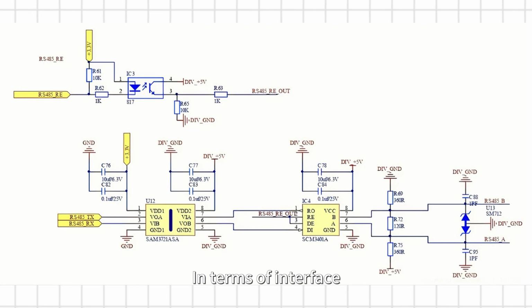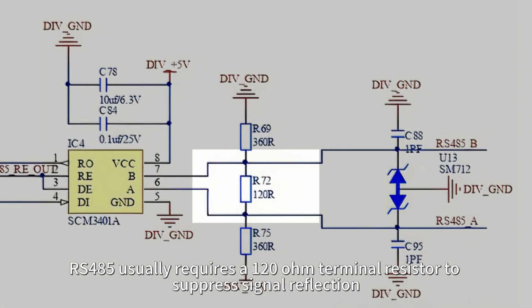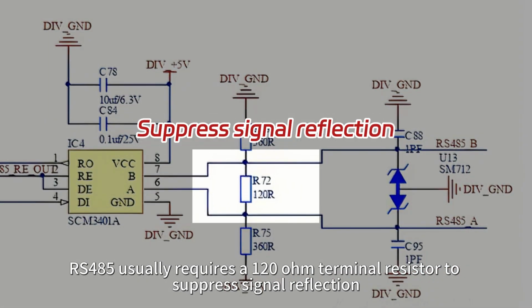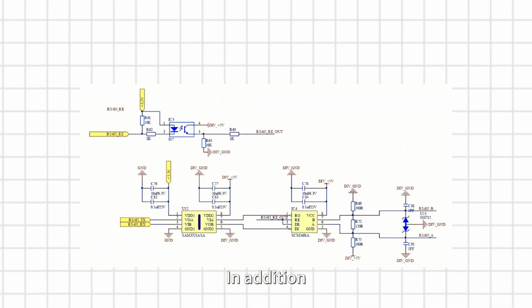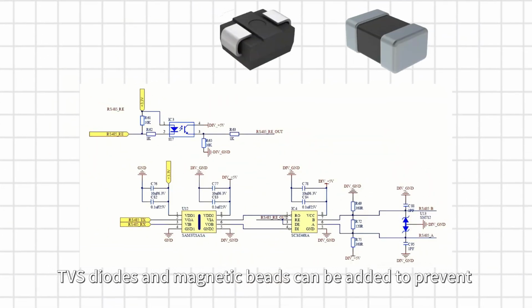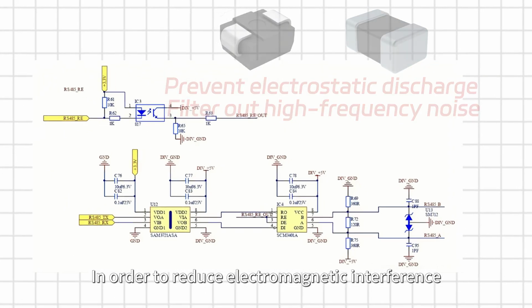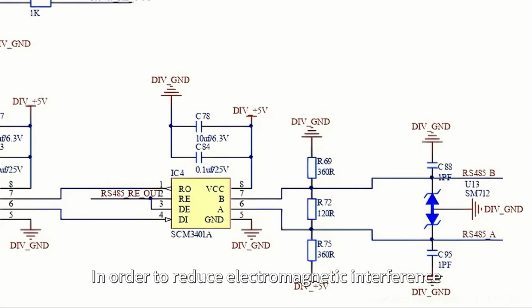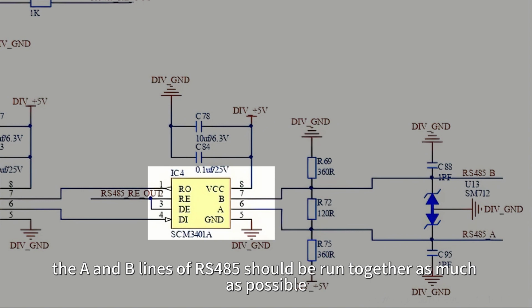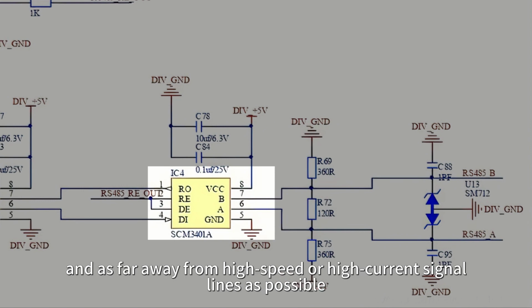In terms of interface, RS485 usually requires a 120 ohm terminal resistor to suppress signal reflection. In addition, TVS diodes and magnetic beads can be added to prevent electrostatic discharge and filter out high-frequency noise. In order to reduce electromagnetic interference, the A and B lines of RS485 should be run together as much as possible and as far away from high-speed or high-current signal lines as possible.